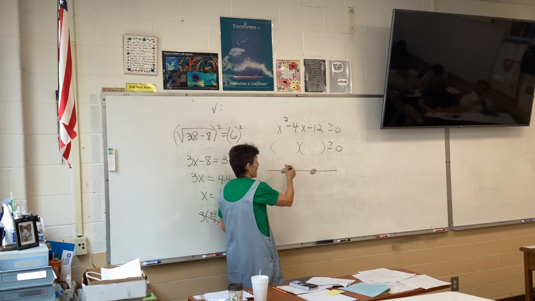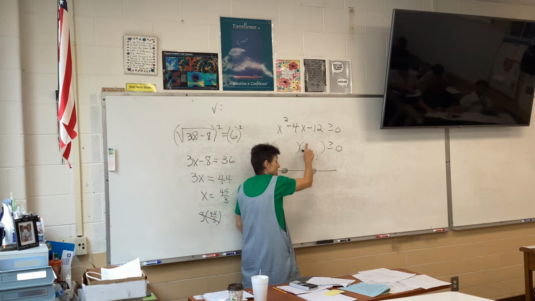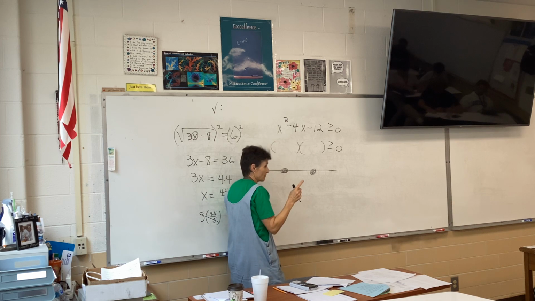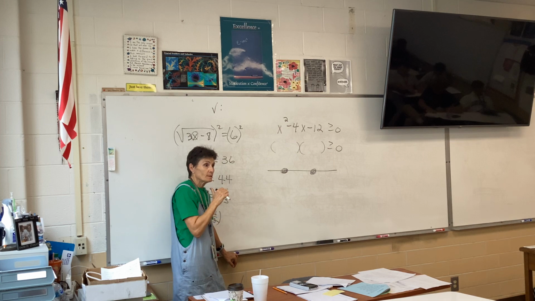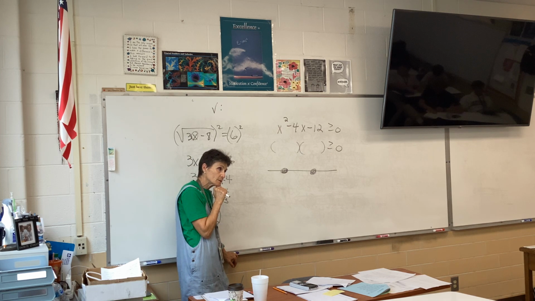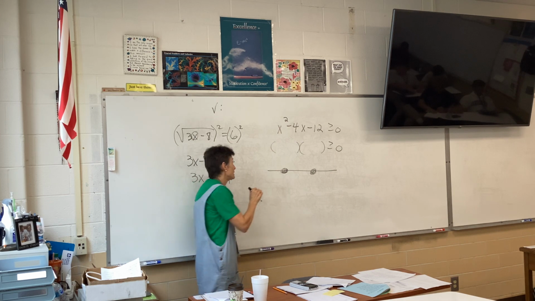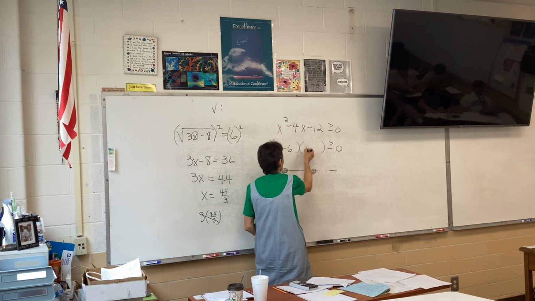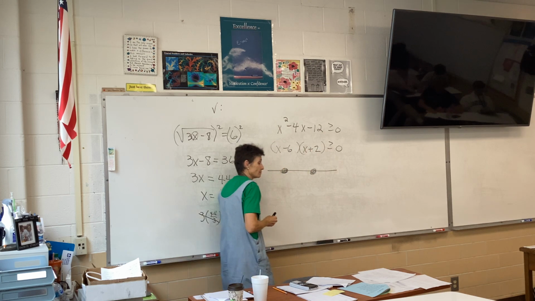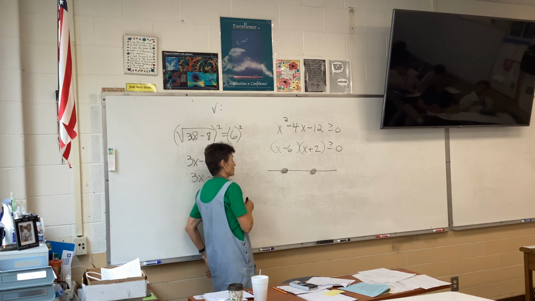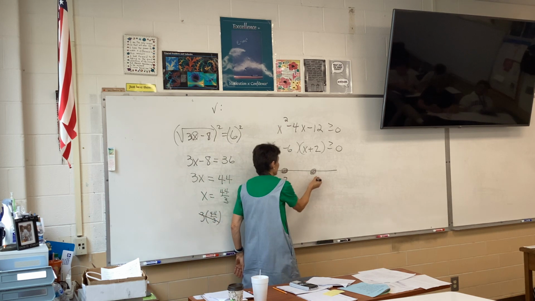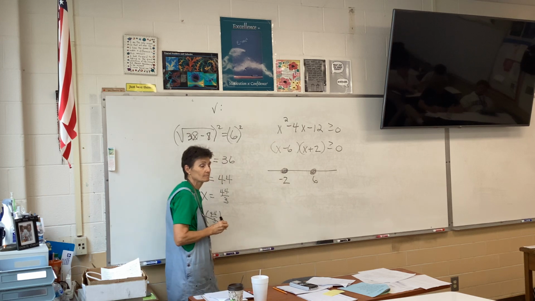So how does this factor? It has to multiply to give me negative 12, but it has to add up to negative 4. Can you think of 2 numbers that multiply to give you negative 12 and add up to give you negative 4? Declan? Negative 6 and 2. Negative 6, positive 2. Which means your dots are at negative 2 and 6. Yes.